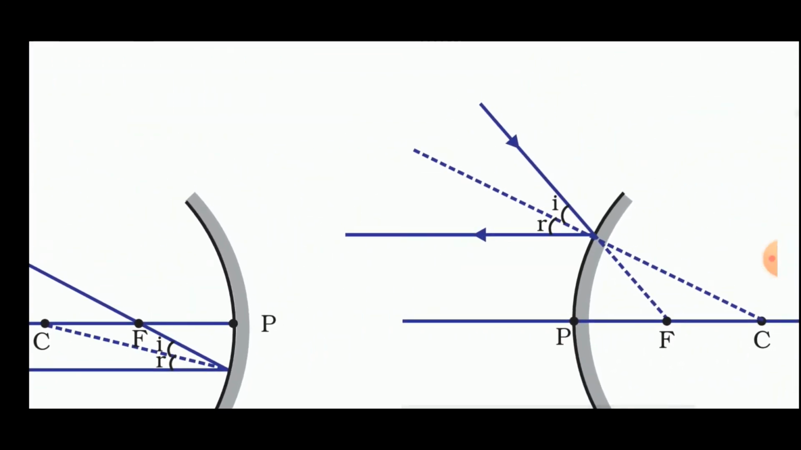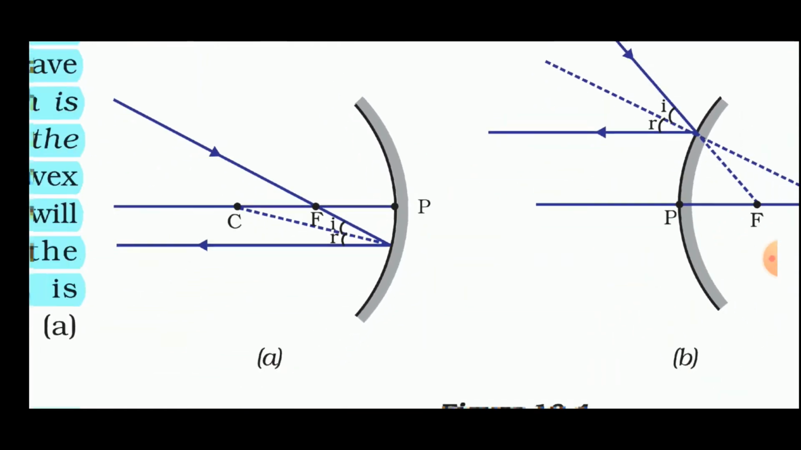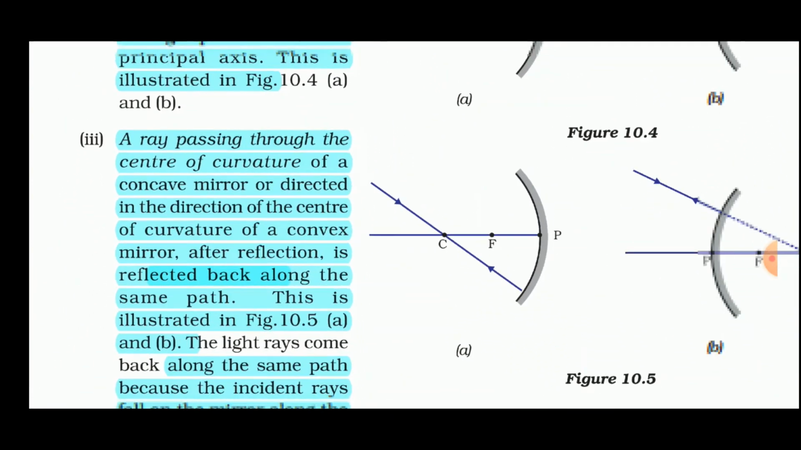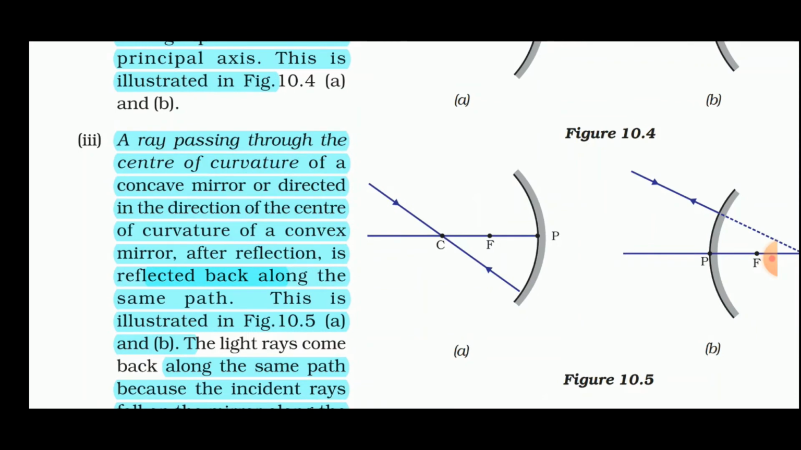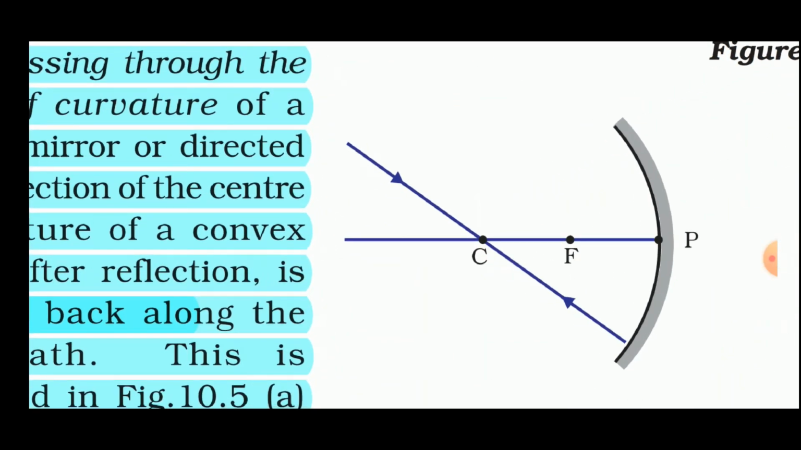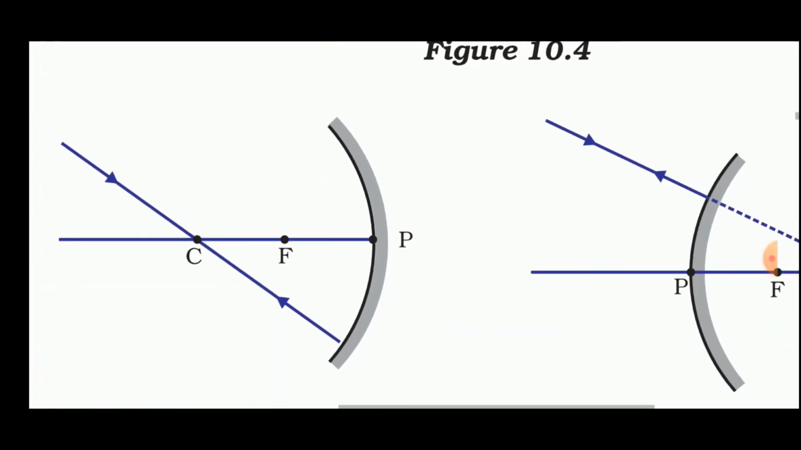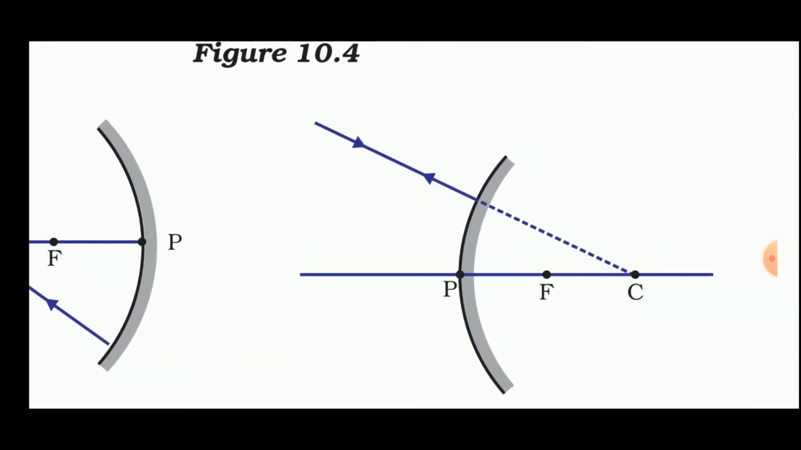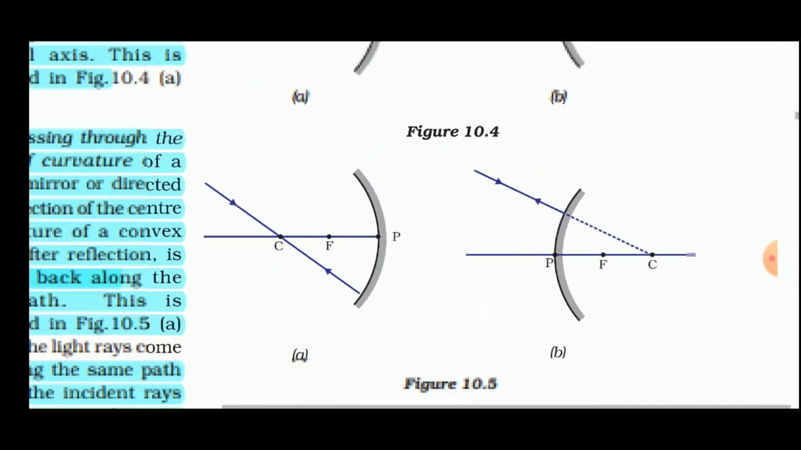Here also you can see the ray of light which is moving towards the principal focus. After reflection, it becomes parallel to the principal axis. Now the third direction of the ray of light: the ray passing through the center of curvature of the concave mirror, or directed in the direction of the center of curvature of the convex mirror, after reflection is reflected back along the same path. So here you can see, if the ray of light is passing through the center of curvature, it will be reflected back through the center of curvature. Here also, in the same way for the convex mirror, the ray of light directed through the center of curvature will also reflect back along the same path.